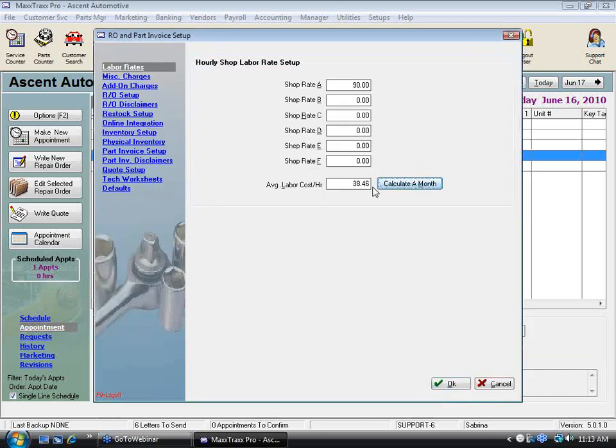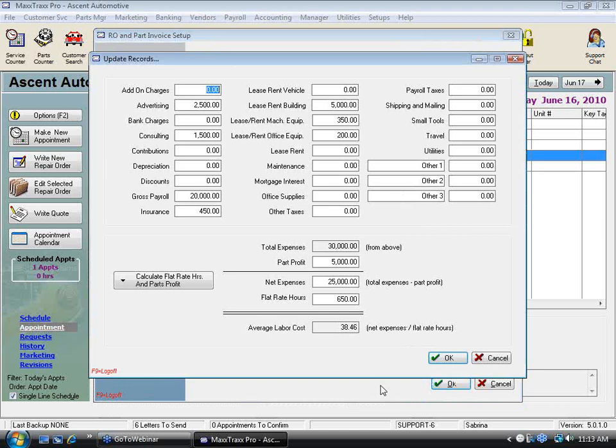Remember, let me go ahead and click OK. And remember, I took that and I manually overrode it with 42. Well, here I calculated my month. Now let's say my guys, I actually did a productivity report. My guys aren't quite billing that much. Let's say they're only billing 550 a month, flat rate hours. Do you see how my expenses just went up?